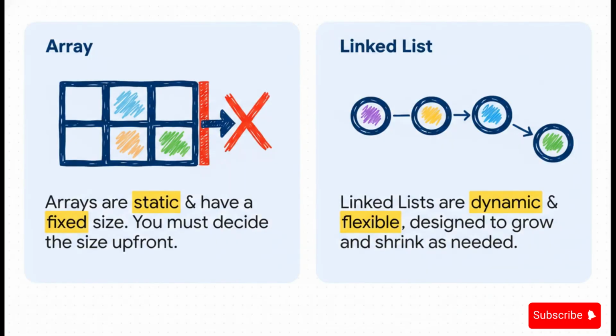Now, your first instinct and the tool most people reach for is an array. They're simple, they're fast, but arrays have one huge catch. They're static. They have a fixed size. You have to decide up front how big it's going to be. And that's where linked lists come into play. They're the complete opposite. They're dynamic and flexible, basically designed to grow and shrink on the fly.